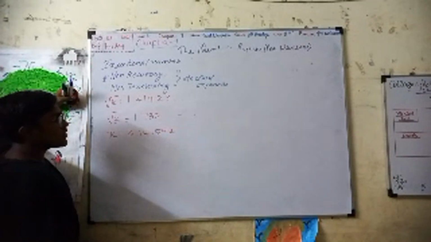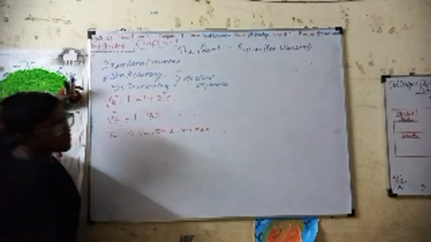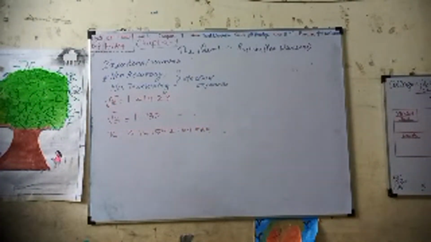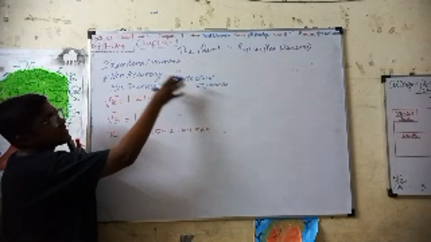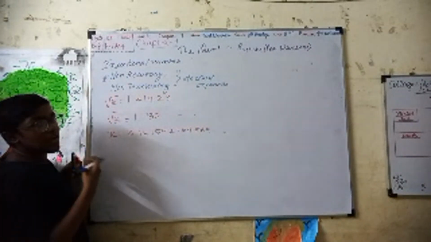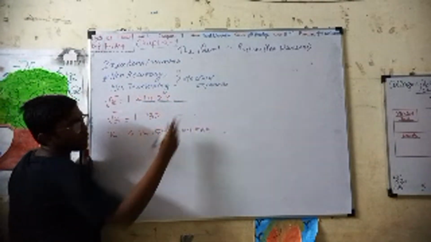3.14159, 2764569 goes on. So if you notice that, is the decimal expansion recurring? Do the numbers repeat? See, 1.41423, again 414 is coming?